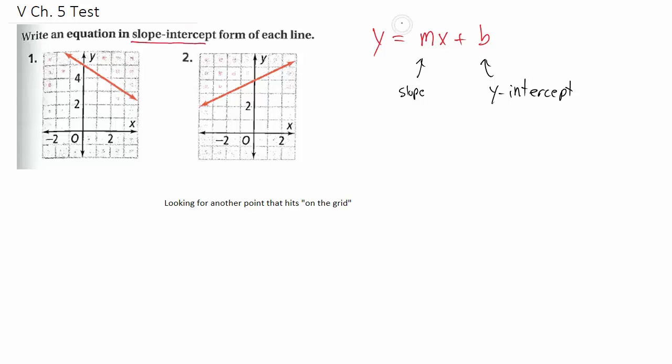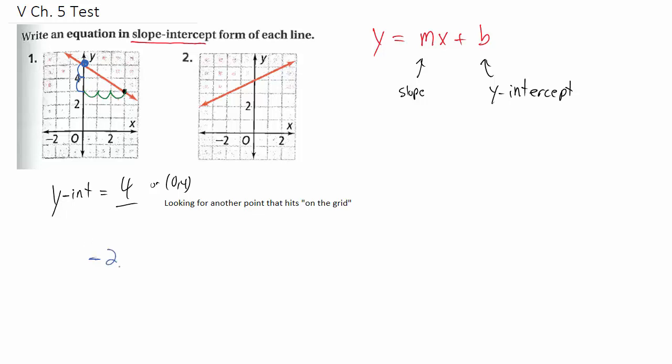Okay, these are solutions for the chapter 5 test. So we want to write an equation in slope-intercept form. Remember that the slope is like the m in that equation. The b is the y-intercept. So we can tell that the y-intercept here is, actually that should be 5. I don't know why I wrote 4 there. The y-intercept there is actually 5, not 4.